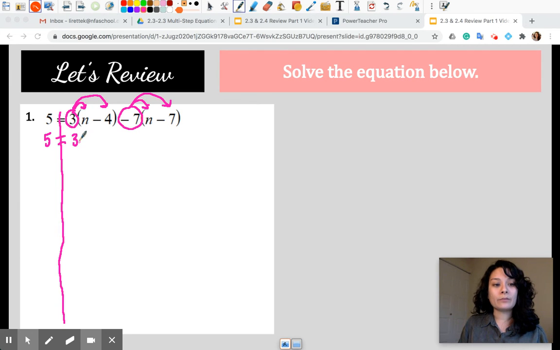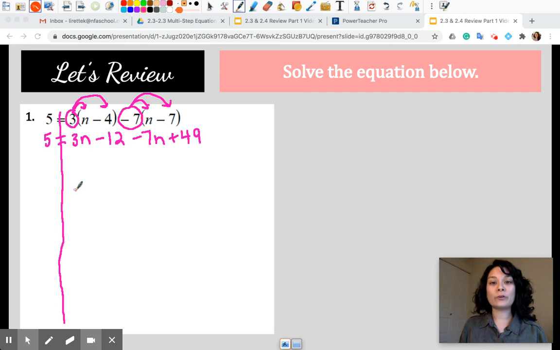3 times n gives me 3n. 3 times -4 gives me -12. -7 times n gives me -7n. -7 times -7 gives me a +49. This was a very common mistake I was seeing on the honor summer packet, where if students had to distribute a negative and one of those values inside was negative. Also on the homework, some students were making some sign errors.